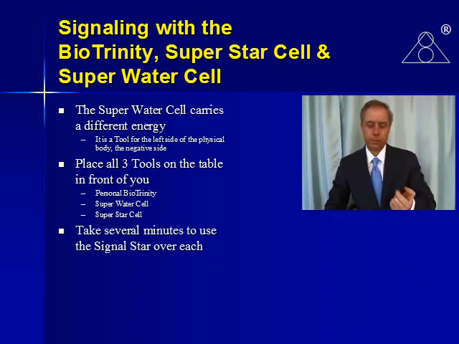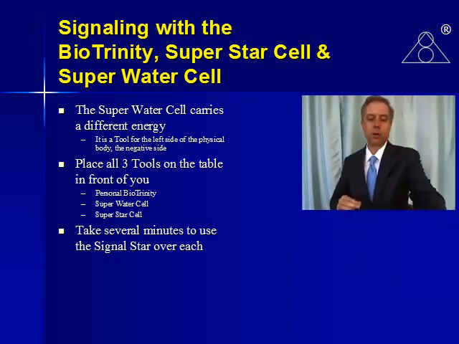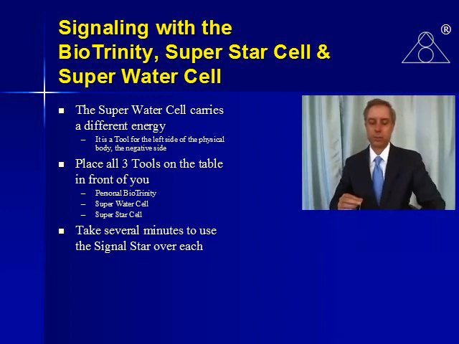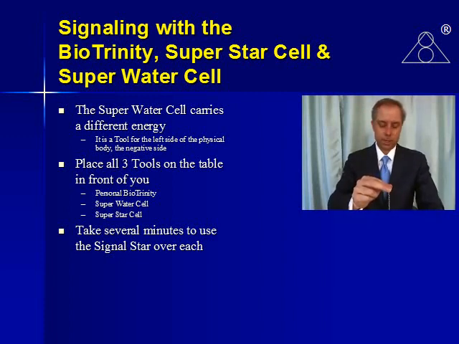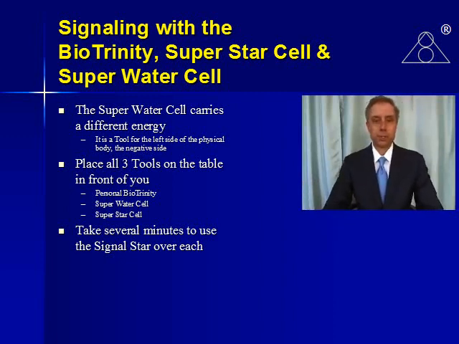When you are signaling using your personal BioTrinity, it is best to actually pick it up and hold it in the palm of your hand. Once you have finished signaling with your personal BioTrinity, move it off to the side. Leave the super water cell and super star cell on the table in front of you. And then one by one, use the signal star over each of those tools and simply allow yourself to get some practice. Noticing that over the personal BioTrinity and over the super star cell, you should have a positive indicator, and over the super water cell, you should have a negative indicator. Very good. Pause the video playback at this time and resume when you're ready.